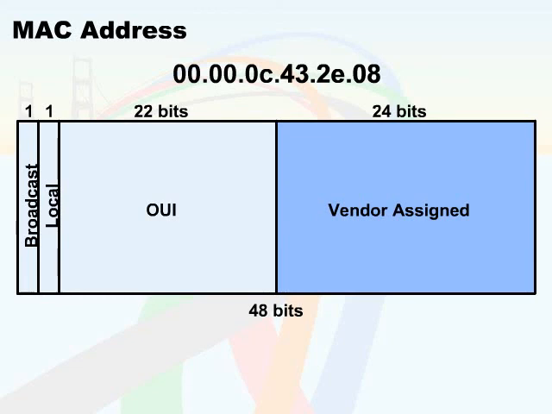There can only be one station in the world that has a particular MAC address, and if this rule is not followed, then we can have operational failures and communication failures on the network. So it is very important that these rules are followed.